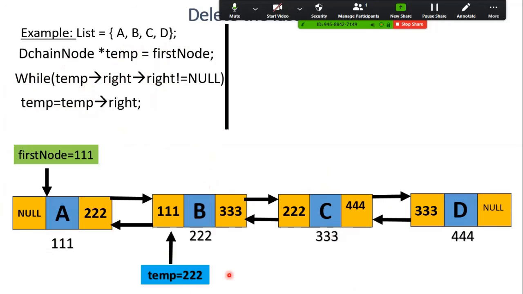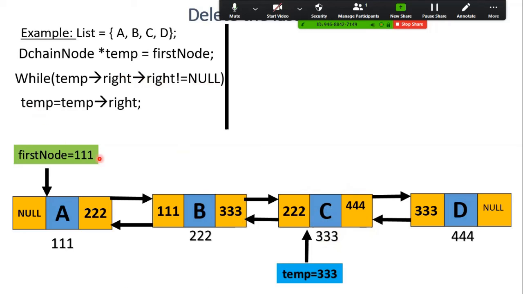Again, temp of right is what? 3, that is C node. C node of right is what? 4. That is not equal to null. Again, temp equals to temp of right. Again, temp of right is what? 4. That is D node. This node of right is what? Null. So I have to exit from the while.